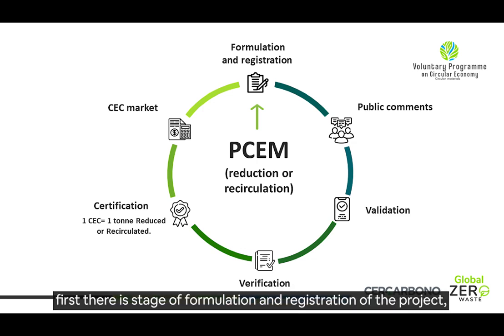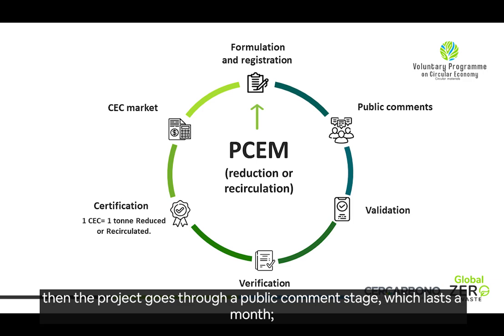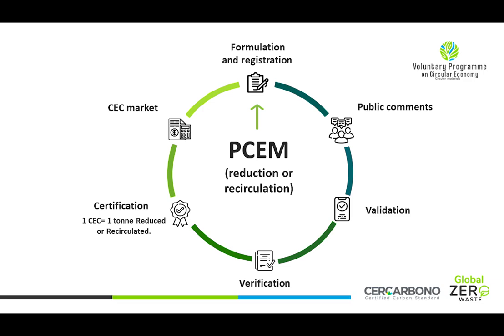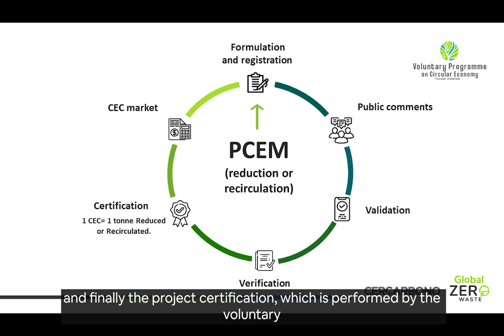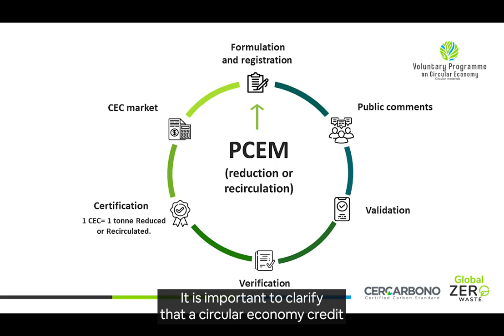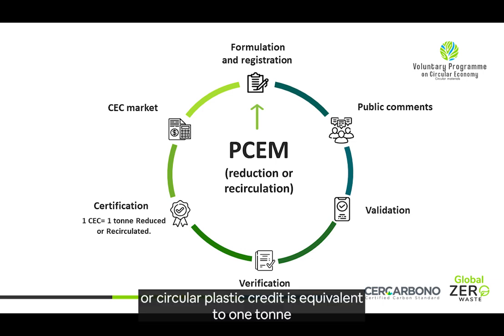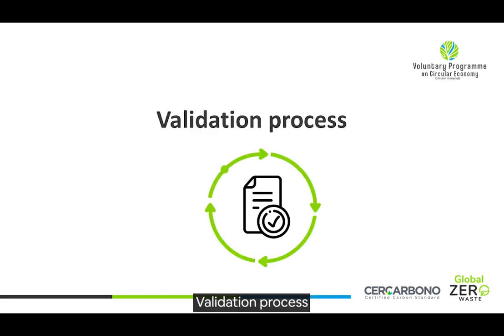First, there is the stage of formulation and registration of the project. Then the project goes through a public comment stage, which lasts a month. Then the project enters validation, then verification, and finally the project certification, which is performed by the Voluntary Circular Economy Program. It is important to clarify that a circular economy credit or circular plastic credit is equivalent to 1 ton reduced or recirculated.